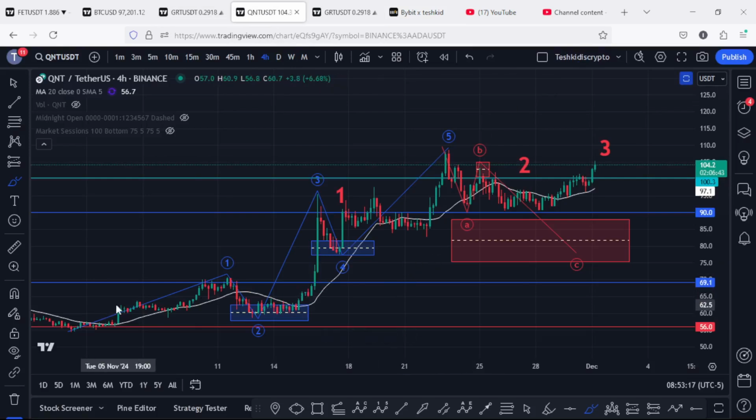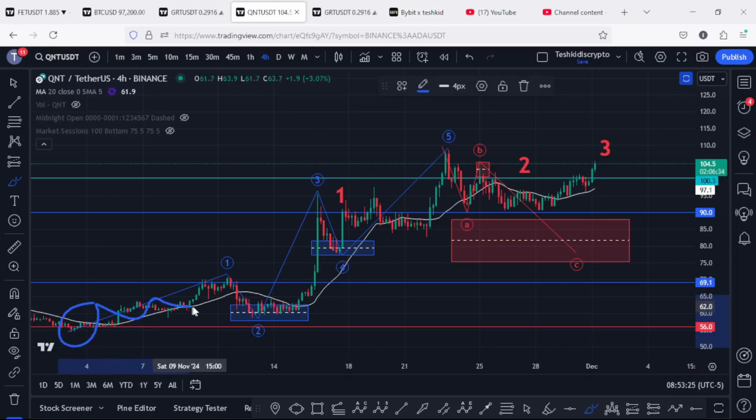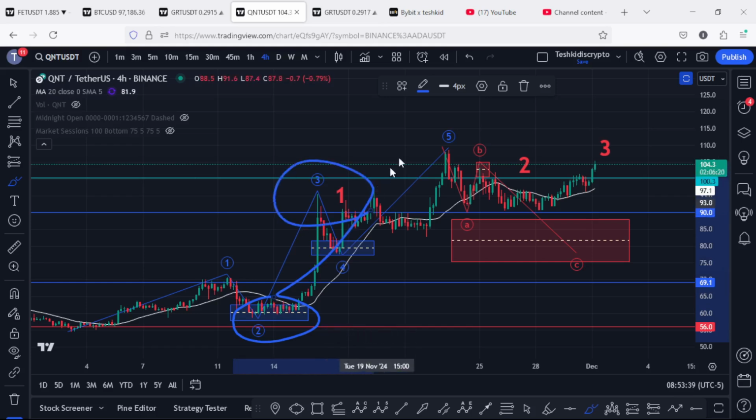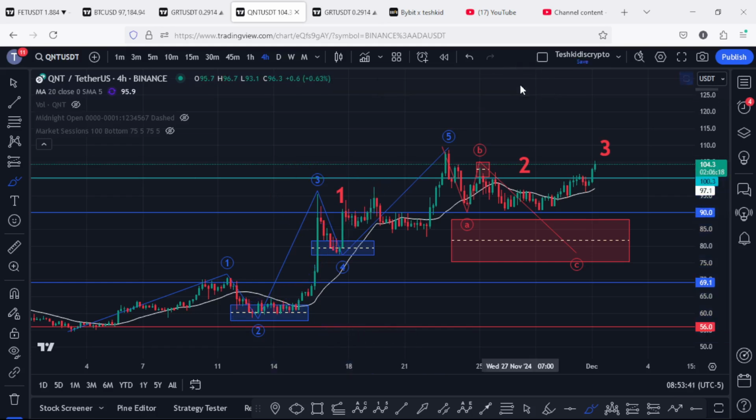Getting back to the charts, I believe that QNT gave us a low on the 4th of November and started an impulse to the upside in a move that first peaked in the formation of this Deriv count 1, giving us a high above the $71. Then we saw a bit of a pullback in the formation of this Deriv count 2 before we started an impulse to the upside in the formation of this Deriv count 3.